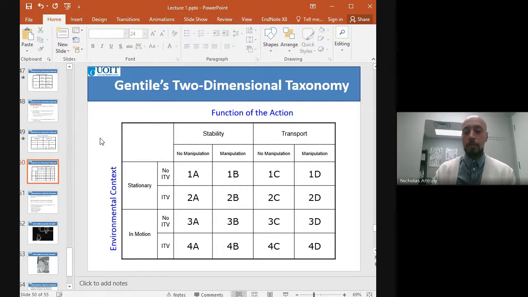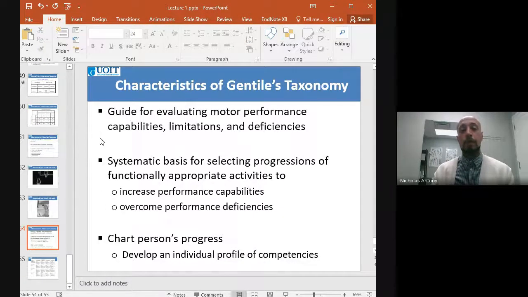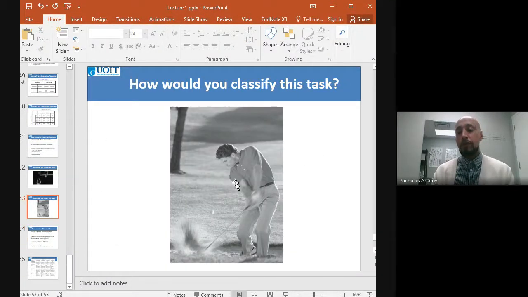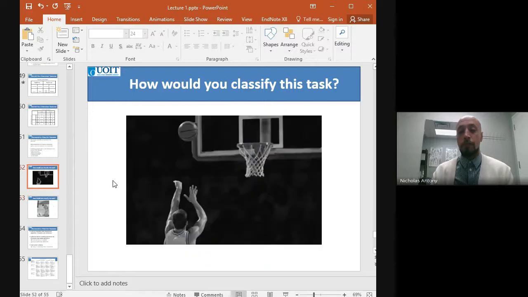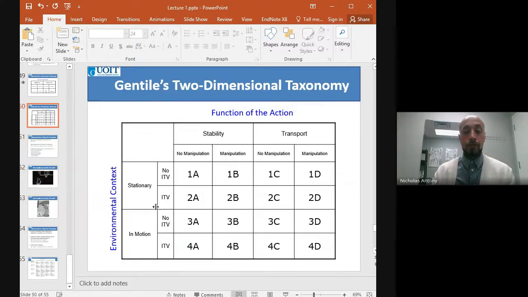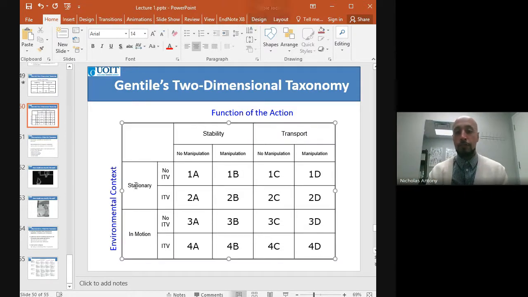Okay, what's the next one? Oh, okay, golf. So this is playing golf on a golf course. JP, I'm going to get you to do this one. So with playing golf, is the environment in motion or stationary? So the pin, the places on the ground, the ball, stationary.